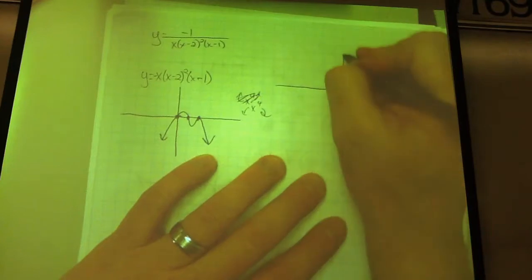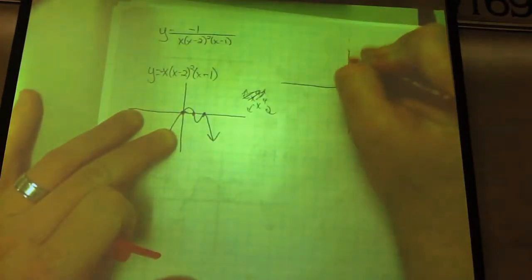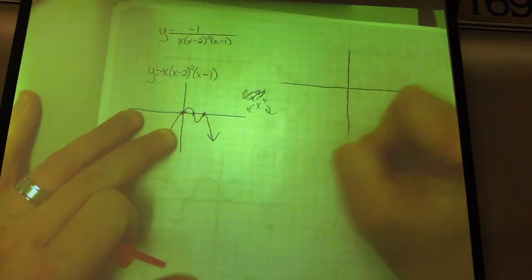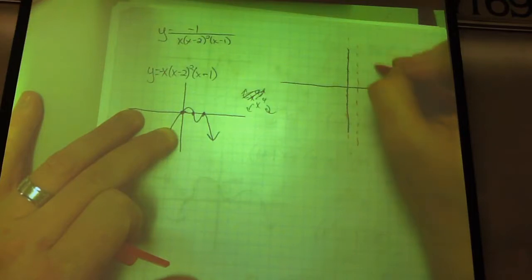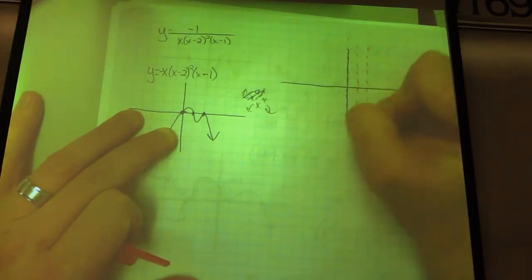You know your asymptotes are the y-axis, the x-axis, 1 and 2. Should have gone by halves maybe.